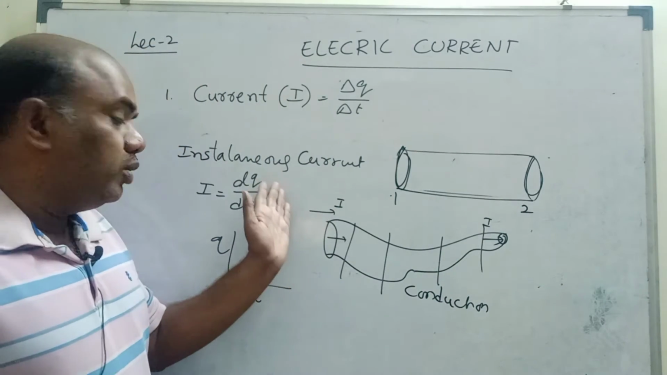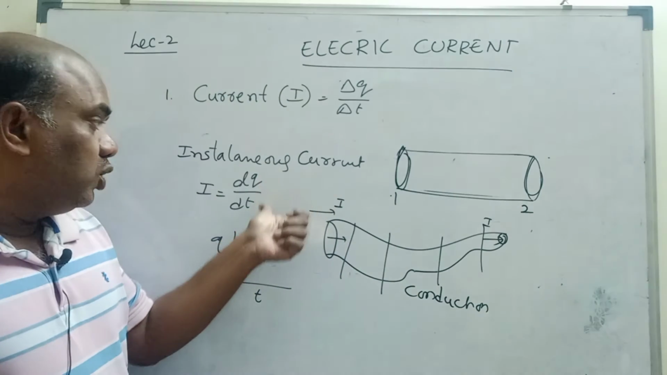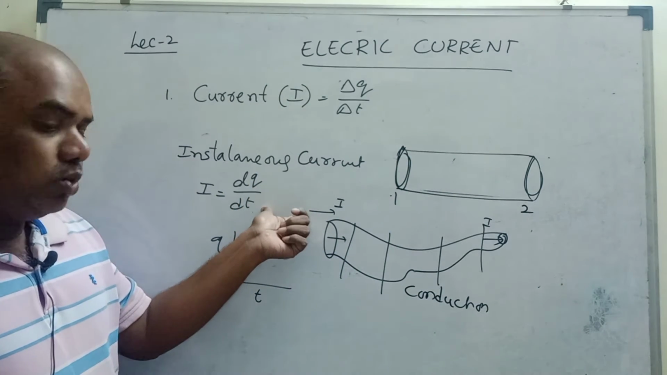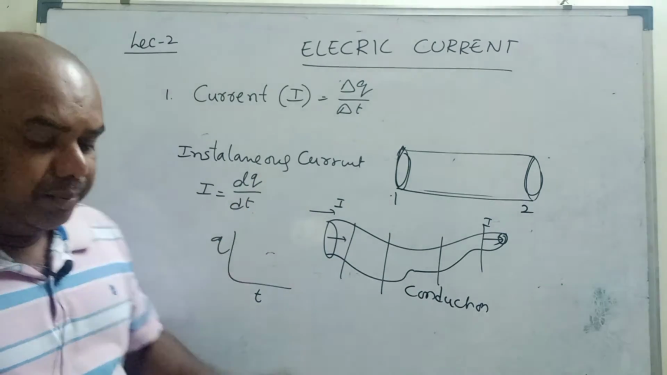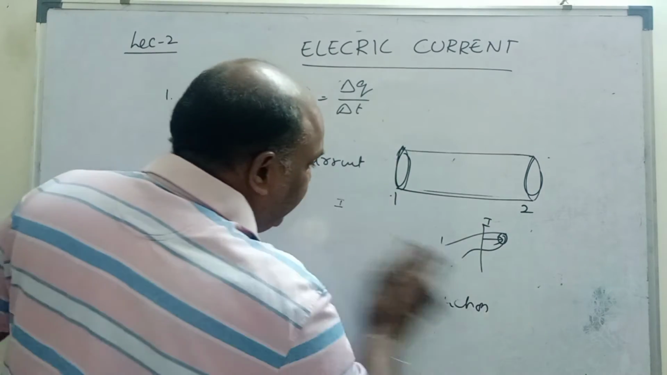Instantaneous current you can find directly as the slope between charge and time. That is called dq by dt, that is, differentiating charge with respect to time. That means the function is q with respect to time. We will see one example later. This is what instantaneous current and current are.